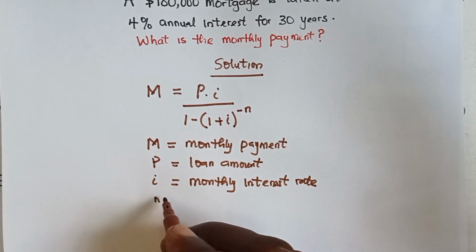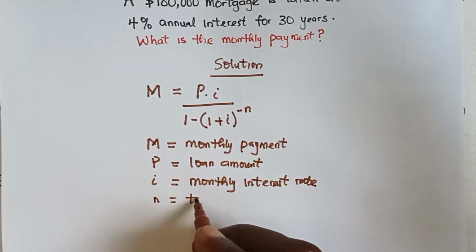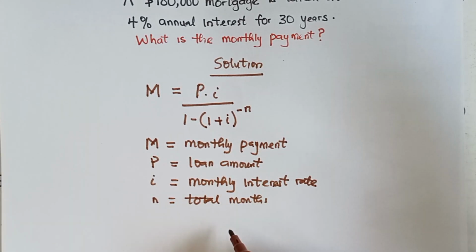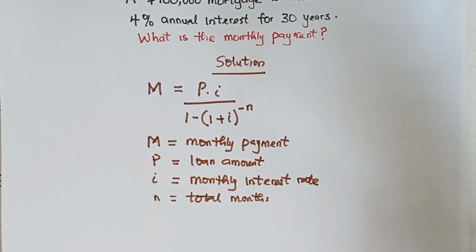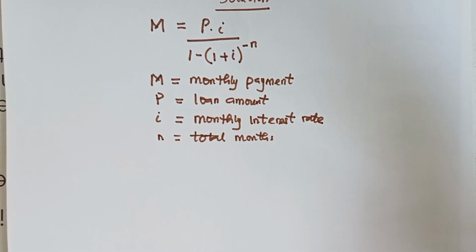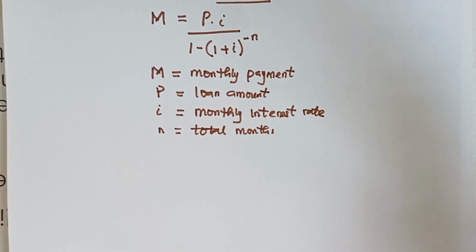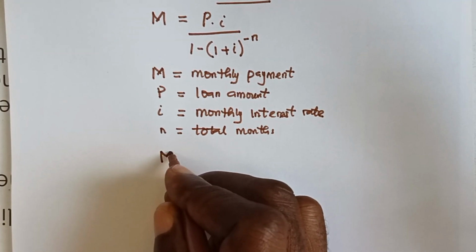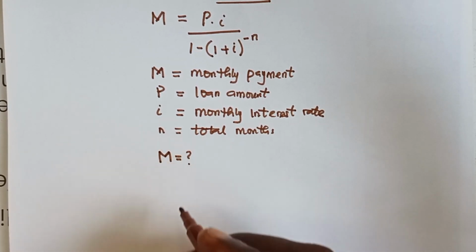What else do we need? We need our N. N represents the total months. We have 30 years, so we are going to multiply that by 12. So N is the total months. Now let's use the formula to find our monthly mortgage payments. I'm going to write that again. M is what we are looking for.